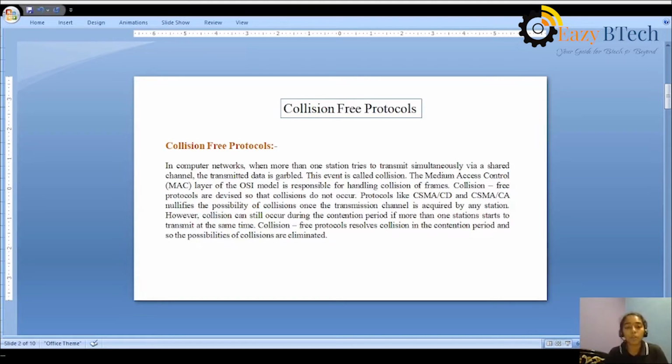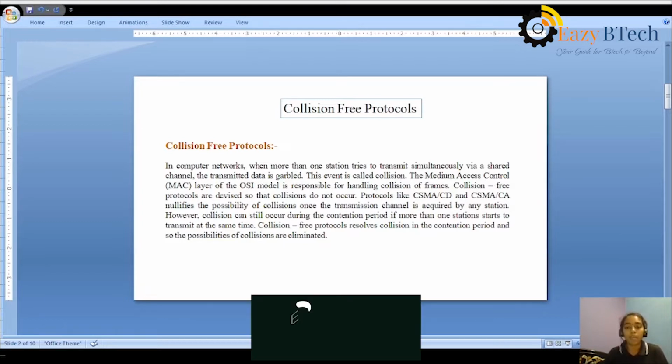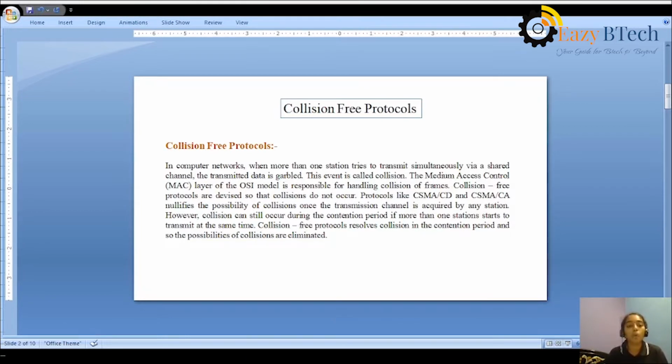Here there is a concept of collision-free protocols. These are mainly used to resolve the collision in the contention period, so the possibilities of collisions are eliminated. That is the concept of collision-free protocols. What are the different types of protocols we have to free a collision in a shared channel when two or more users transmit data frames from source to destination using the channel?